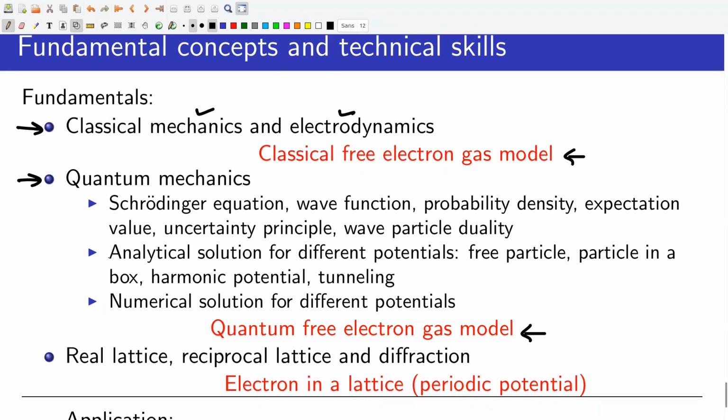Then we will learn the analytical solution for different potentials like free particle, particle in a box, harmonic potential, tunneling, etc. After that, we will also learn how to solve the Schrodinger equation numerically for different potentials. Then we do electron in a lattice or electron in a periodic potential. For that, we need to learn a little bit about the basics of real lattice, reciprocal lattice, and diffraction.